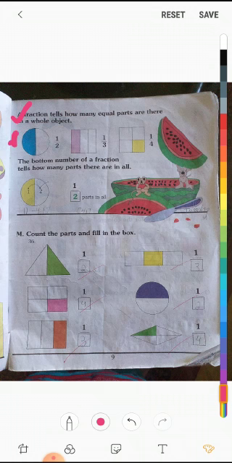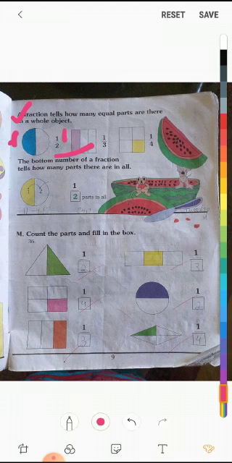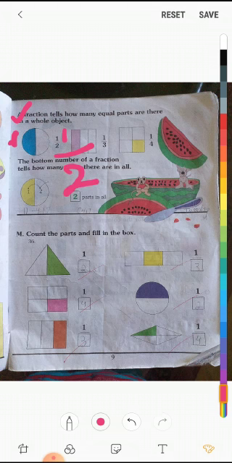Take the first figure, that is circle. In this figure there are total 2 parts and one part is colored. One part that is colored is written above the line; a small line is drawn and 1 is written over it. The total parts are 2, written below the line: 1 over 2. This is called a fraction. 1 over 2 means out of 2 parts, one part is colored.